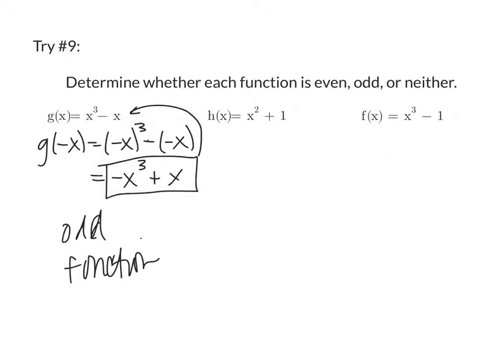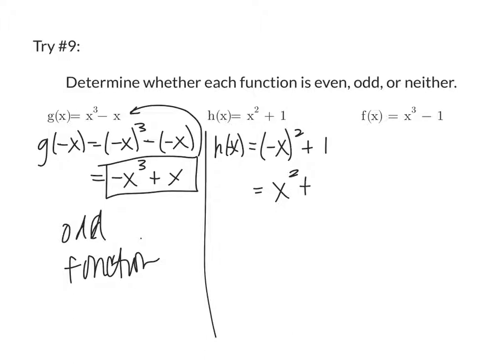Excuse the handwriting. Okay, the next one, h of negative x, would be negative x squared plus 1. A negative squared would make it positive, so this becomes positive x squared plus 1. Now, this looks the exact same as what we tested originally, so this one is an even function.